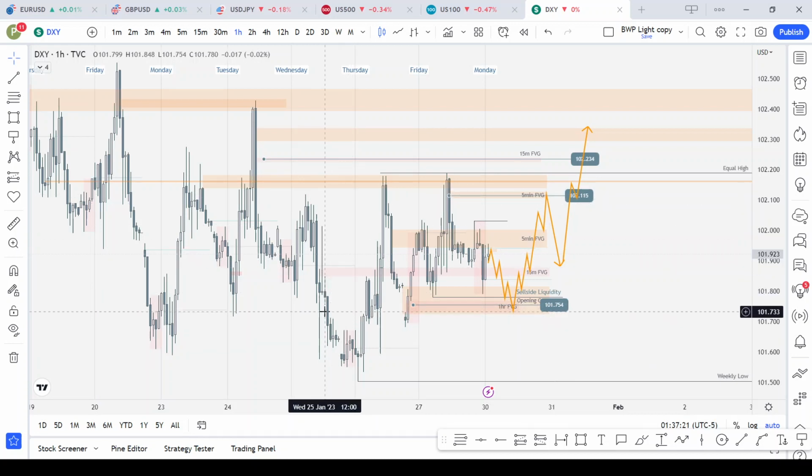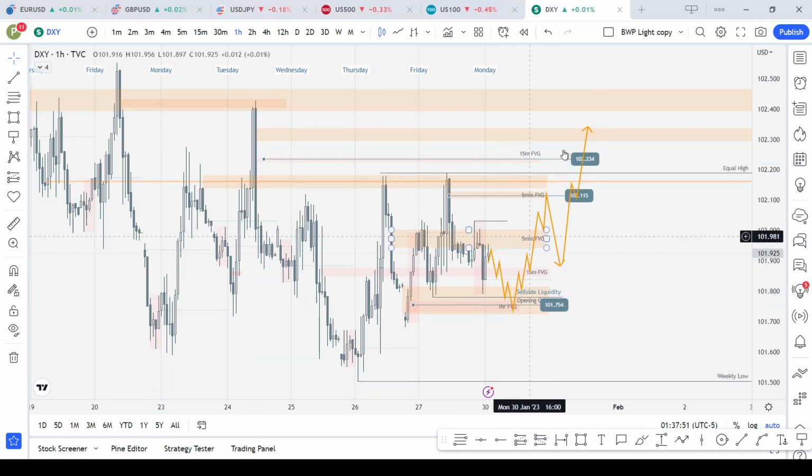And the fair value gap that was inverted here was used as support. Second time here, it was also used as support. And we have a 1 hour fair value gap at this level that I think price is going to trade into, and then we'll get a reaction from that. I'm leaning more towards this bias. So I'm leaning more towards a bullish sentiment on DXY.